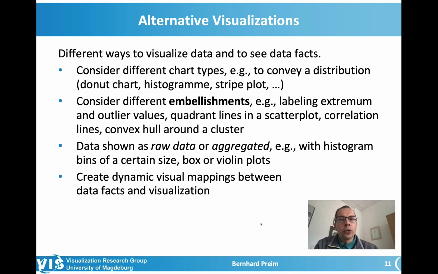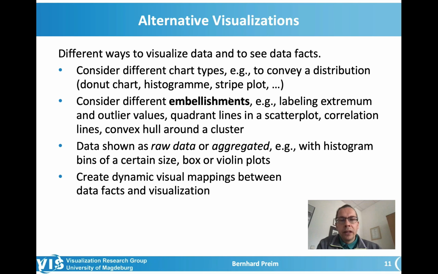Yeah, and then there are, of course, different ways to visualize the data and to see the data facts. We have already seen different chart types that can be used to convey a distribution. A donut chart is primarily useful for categorical data, and when the number of categories is not so large. Histograms are more for numerical data. Stripe plots would be an alternative. So that's the basic chart type, and maybe the first decision that an author has to make.